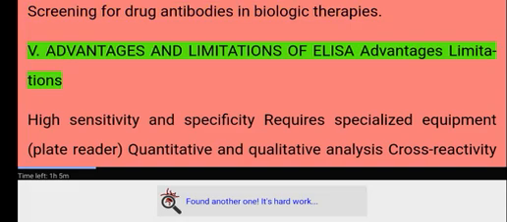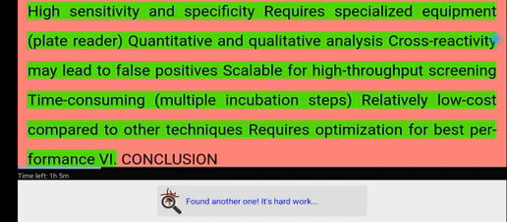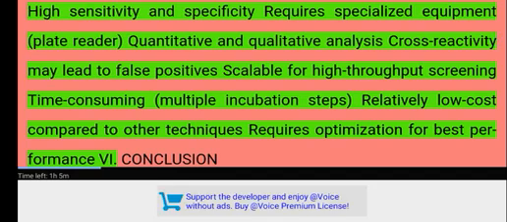The advantages and limitations of ELISA. Advantages: high sensitivity and specificity. Limitations: requires specialized equipment, plate reader, quantitative and qualitative analysis. Cross-reactivity may lead to false positives. Scalable for high throughput screening. Time consuming, multiple incubation steps. Relatively low cost compared to other techniques. Requires optimization for best performance.